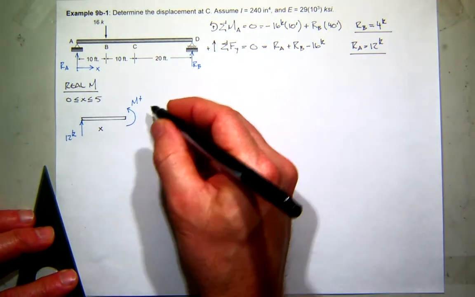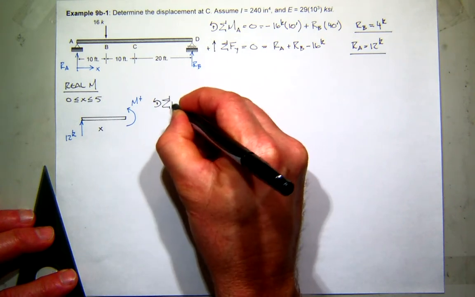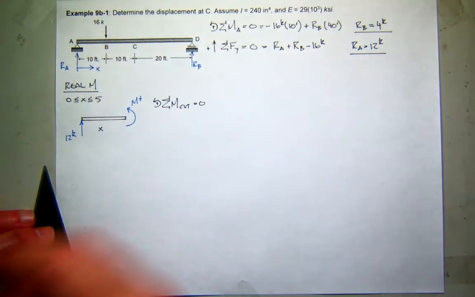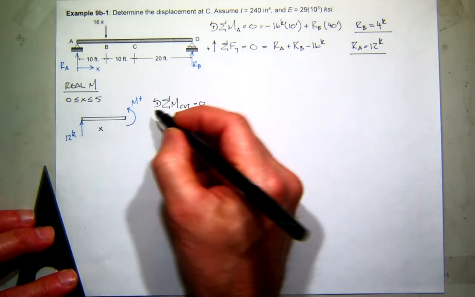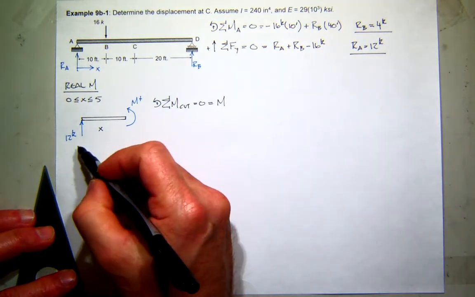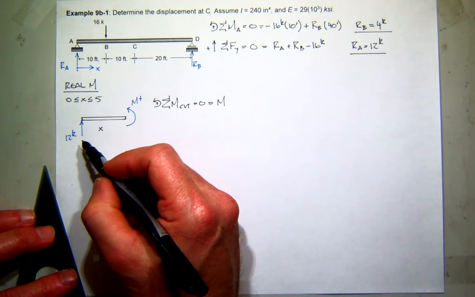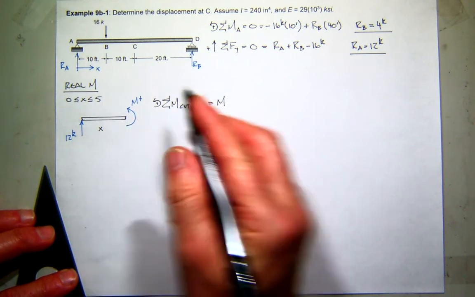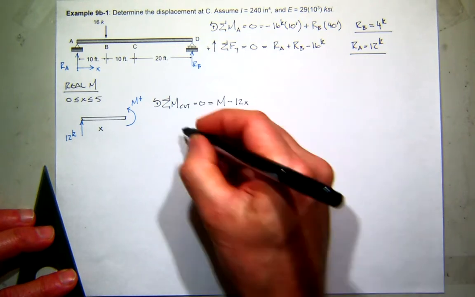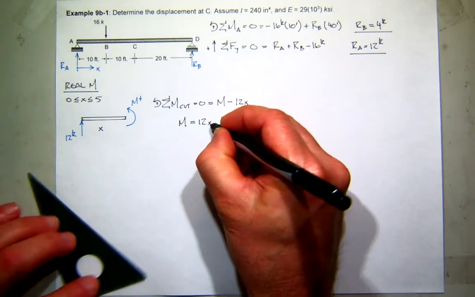I should be able to find that moment pretty easy. All I have to do is sum moments. Again, I'll assume right-hand rule, and I'll sum the moments at the cut I just made and make sure that's in equilibrium. So the internal moment with my sign convention is positive, and the moment about the cut, due to the applied force, which is the reaction at A, creates negative moment. The force is 12 kips. The distance is x. So it looks like my real moment in the first section is just 12x.